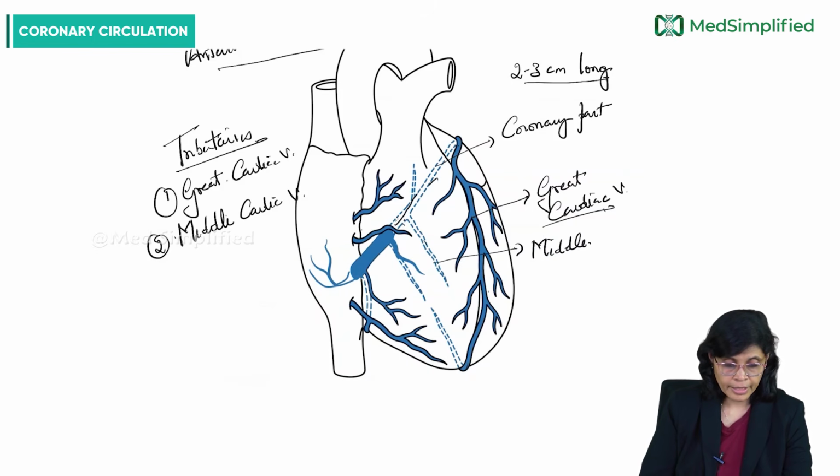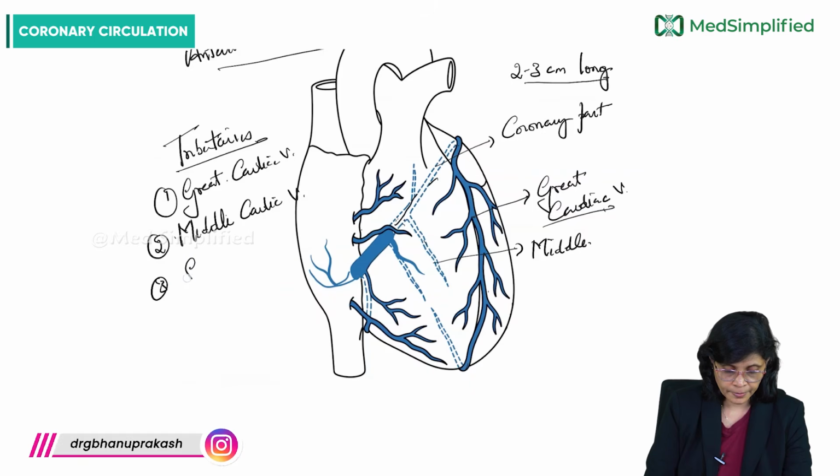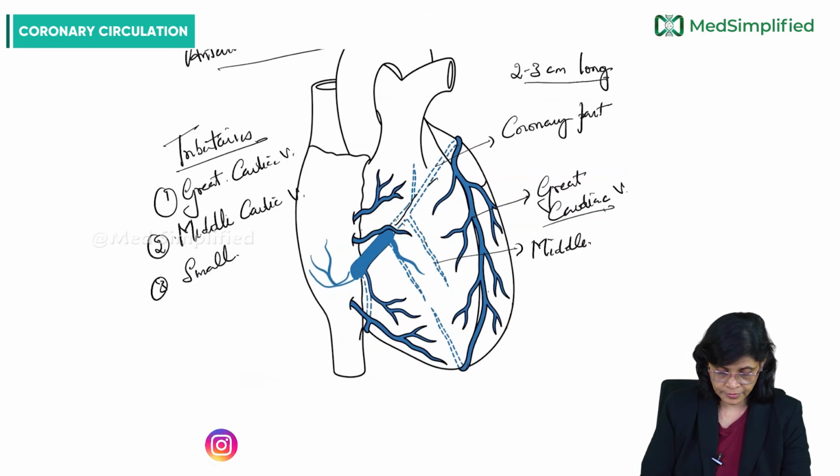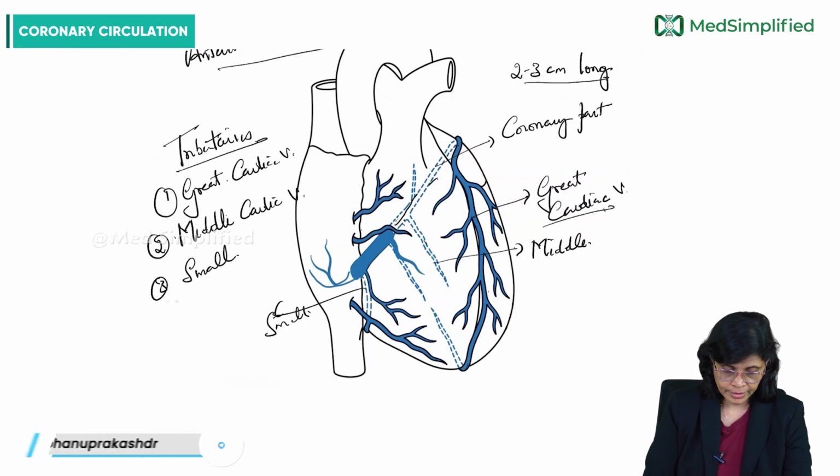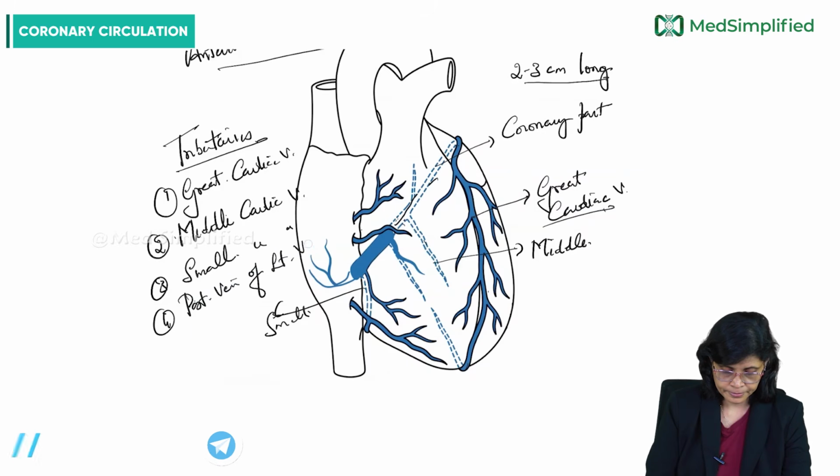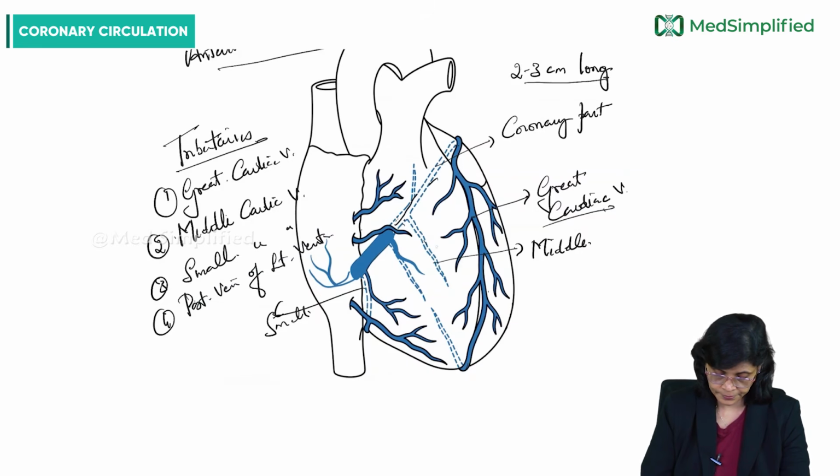Then we have the small cardiac vein. The small cardiac vein is situated in the atrioventricular groove between the right atrium and right ventricle. This is the small cardiac vein. Then we have the fourth one, the posterior vein of left ventricle. We will see here the posterior vein of left ventricle.